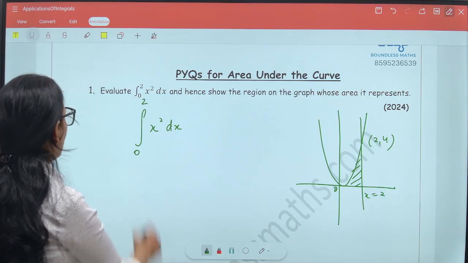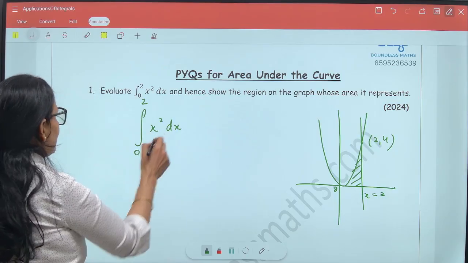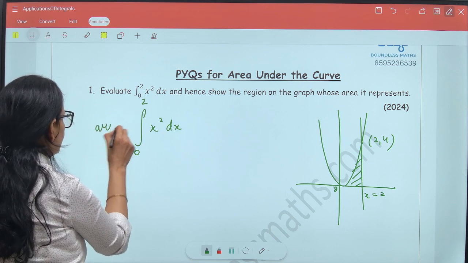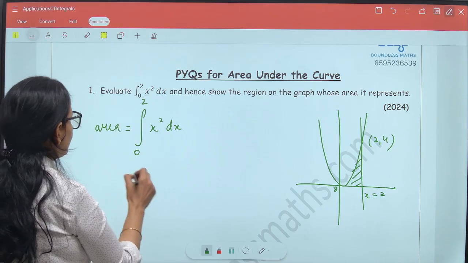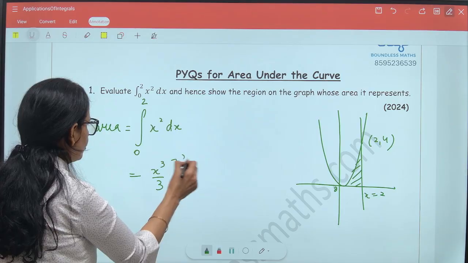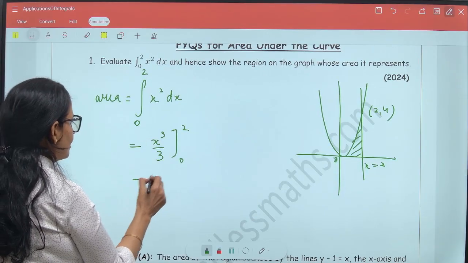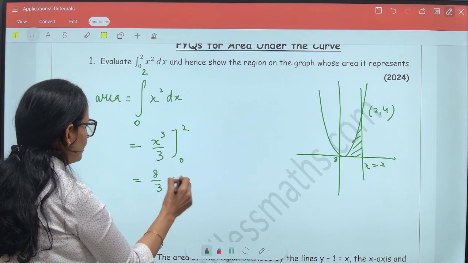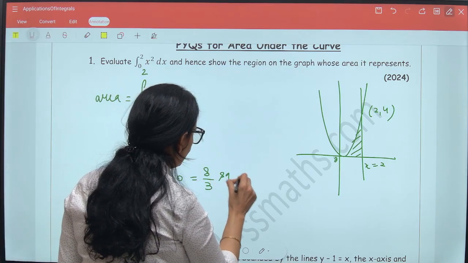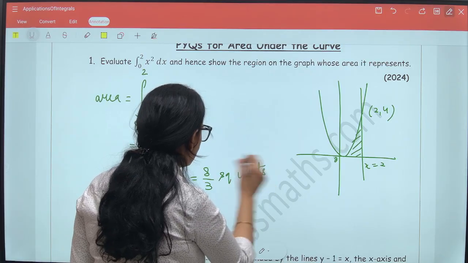So the limits are from 0 to 2, x square dx. So this is the required area. So you need to evaluate also. So what is the integral? X cube by 3 and the limits are 0 to 2. 2 cube is 8. 8 by 3 minus 0. That means the required area is 8 by 3 square units. Now this is your required area.